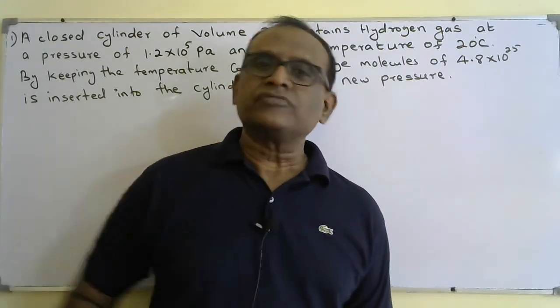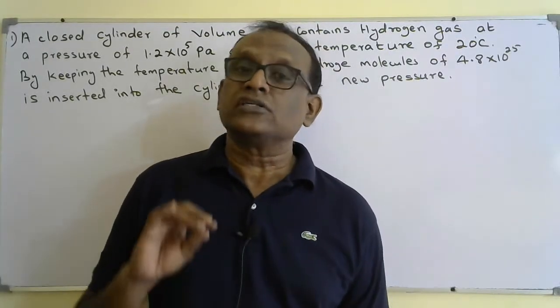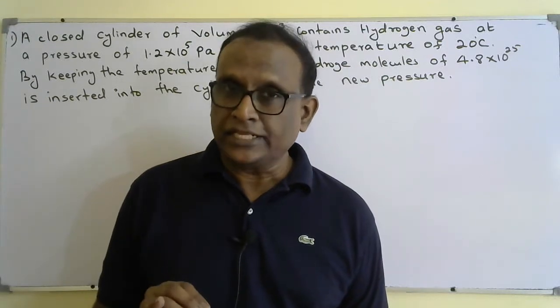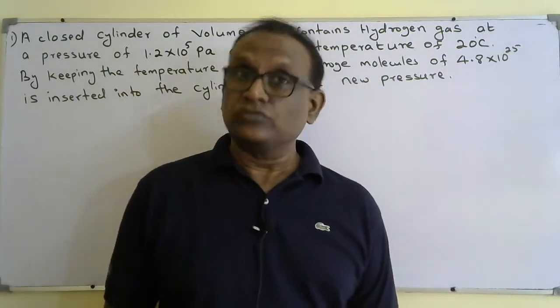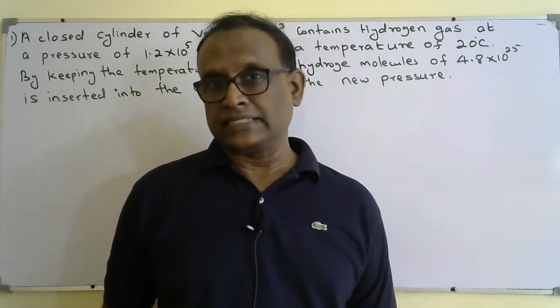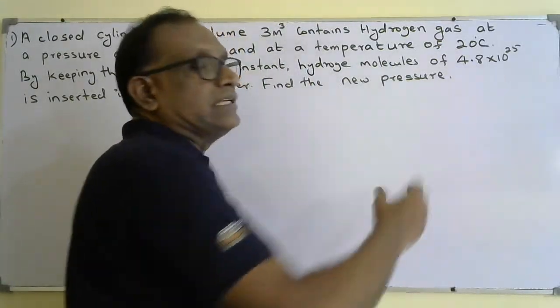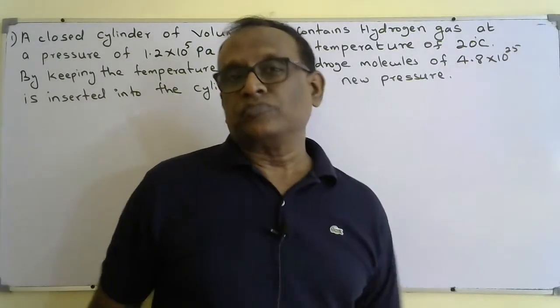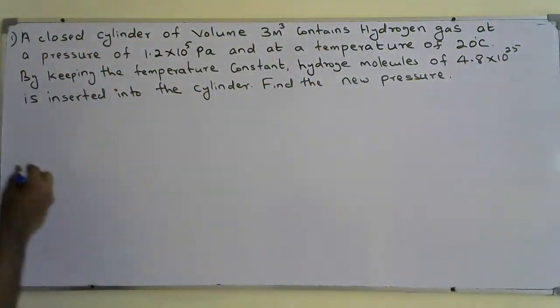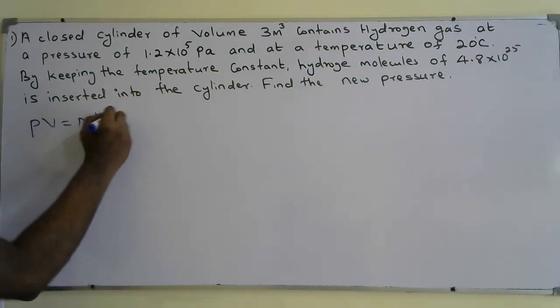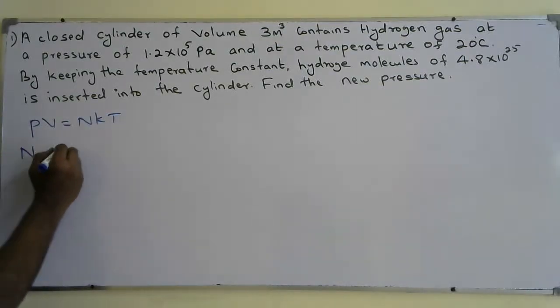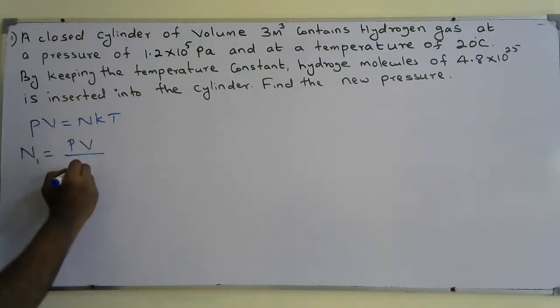So when we want to find the final pressure, we should know the total number of hydrogen molecules after this number of molecules is inserted into the cylinder. So we should know the initial number of molecules in the cylinder. With that we add it, and we will get the final number of molecules. So we'll use PV equal NkT for the initial state. So N1 initially is PV over kT.